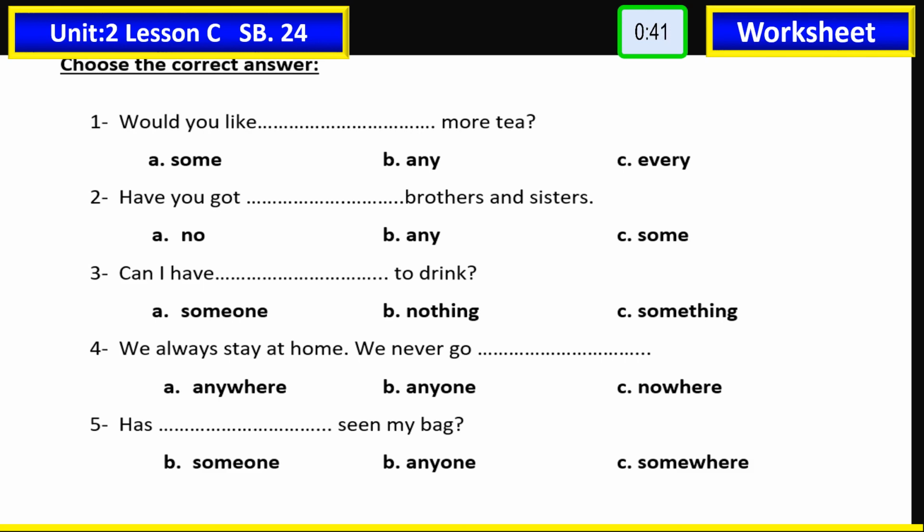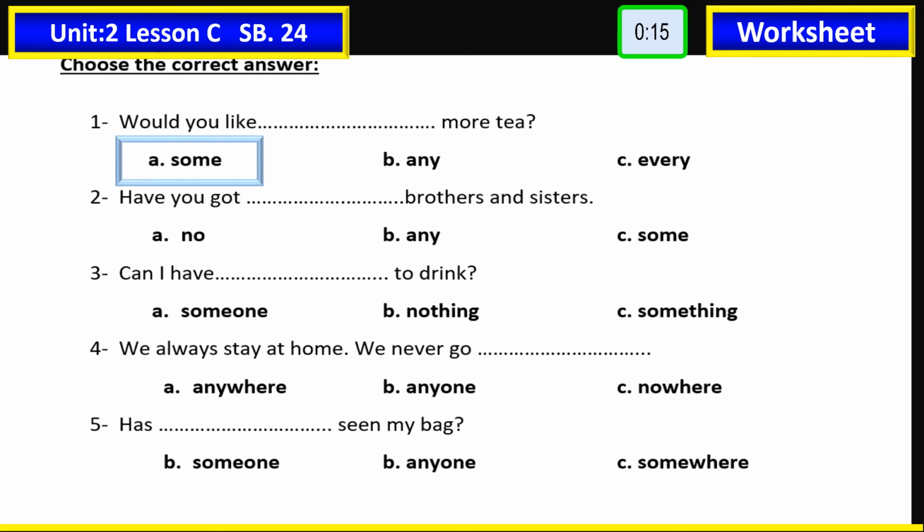Number one: would you like more tea? I want you to pay attention to the noun. We are talking about tea. Think: is it countable? Is it singular, uncountable, or plural? What is the suitable one here? The correct answer is some. Would you like some more tea? That's right.